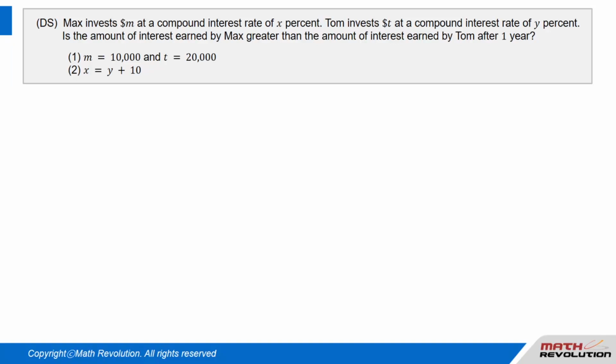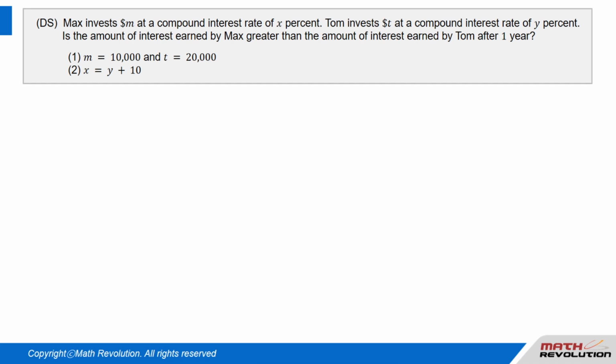Question. DS. Max invests $M at a compound interest rate of X%. Tom invests $T at a compound interest rate of Y%. Is the amount of interest earned by Max greater than the amount of interest earned by Tom after 1 year?